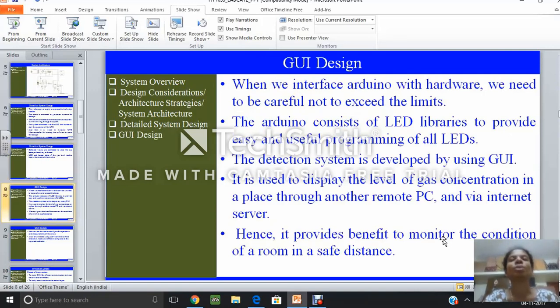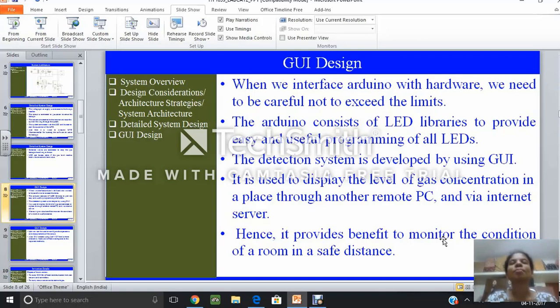And this is the GUI design, graphical user interface design. When you give it to other users, they don't know how to run the software, so they click and know what the uses are and what we can do with those menus. When we interface Arduino with the hardware, we need to be careful not to exceed the limits. The Arduino consists of LED libraries to provide easy and useful programming of all addressable and non-addressable LEDs.